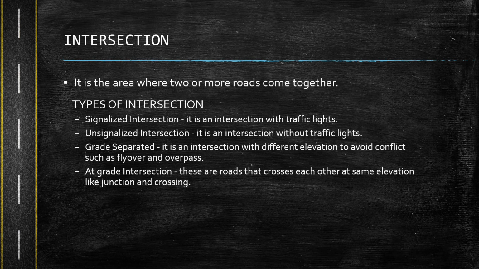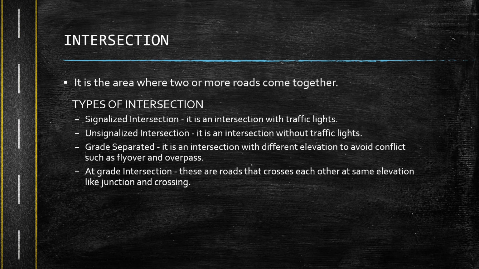Intersection. It is the area where two or more roads come together. So, nag-i-intersect siya or nagko-connect siya. Types of intersection, nandyan si signalized intersection. It means it is an intersection with traffic lights because it is signalized. Unsignalized, without traffic lights.